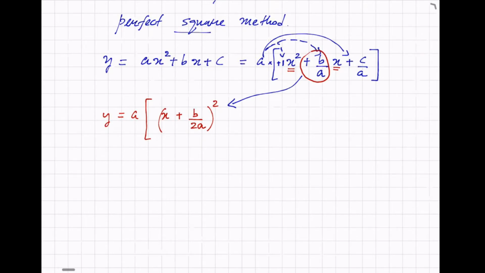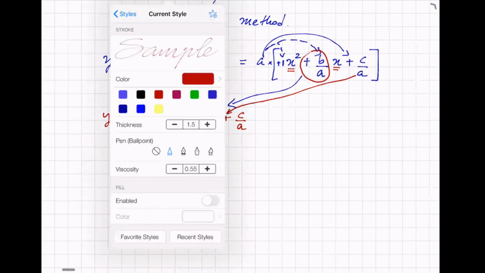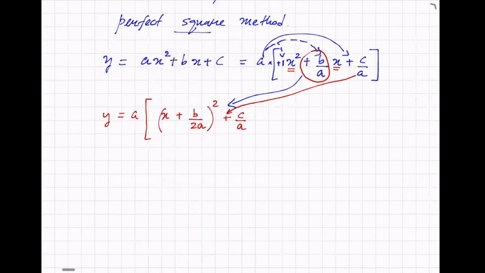After that, once you take the full square, you write down this as it is, plus c divided by a. You write down that as it is. More importantly, after that, this is very important, you minus the square of this one. That's it.